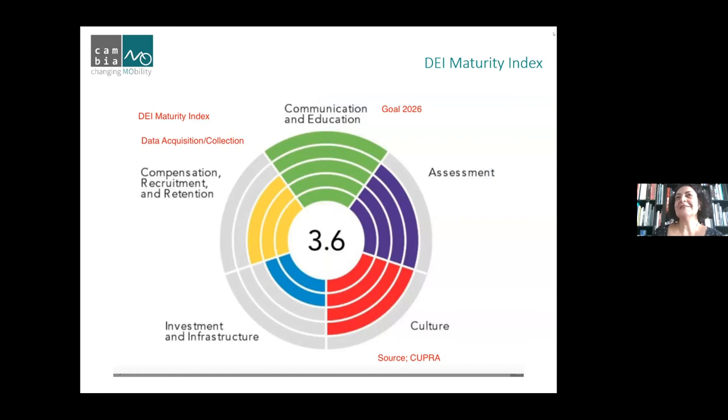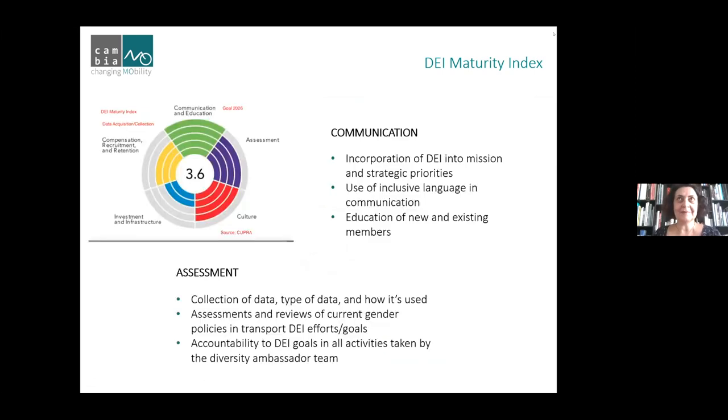The privilege of this method is that it's simple, like the cost-benefit analysis, where we have the number at the end. Here is why we have the number. And we consider different aspects: communication, education, assessment, culture, investment in infrastructure, and how to compensate when the other aspects are not covered well, how to compensate the unbalanced other aspects. So this is just some idea, some inputs.